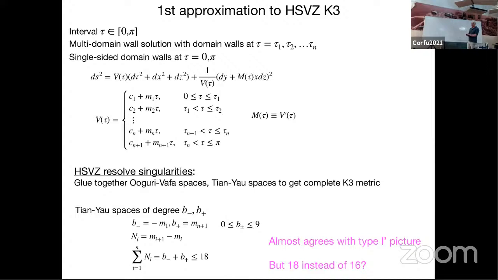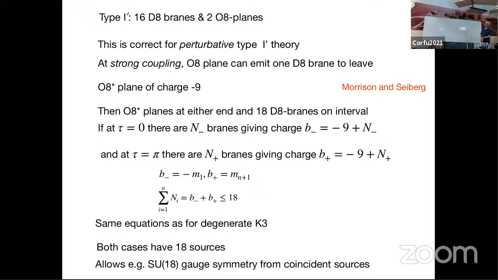So it turns out that there's a very interesting resolution of this. So this picture of the type 1 prime theory in terms of 2 O8 planes and 16 D8 planes is the correct prescription for the perturbative type 1 prime theory, as was shown long ago by Polchinski and Witten.